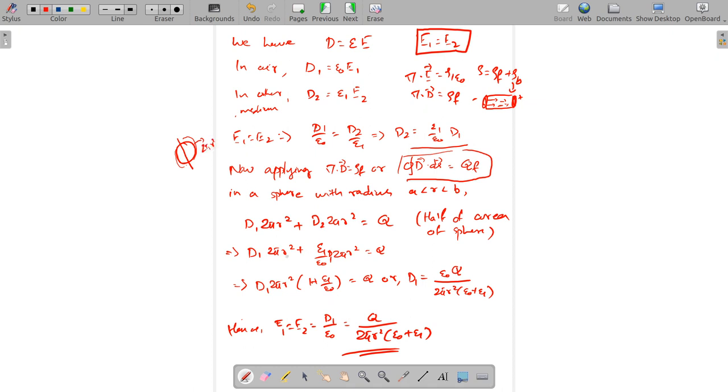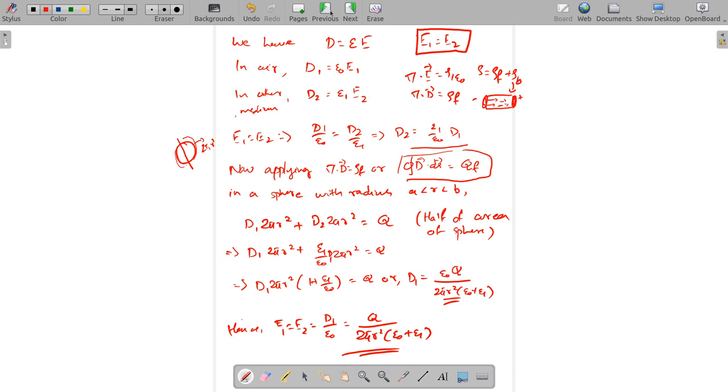So you have 2 pi r squared times D1 plus D2 times 2 pi r squared. You substitute using this relation, epsilon by epsilon 0, so 2 pi r squared D1 times (1 plus epsilon by epsilon 0) equals Q. You get D1 equals epsilon Q by 2 pi r squared, times 1 over (epsilon 0 plus epsilon). Now using D equals epsilon E, you get E1 equals E2 equals D1 divided by epsilon, which gives Q divided by 2 pi r squared (epsilon 0 plus epsilon).